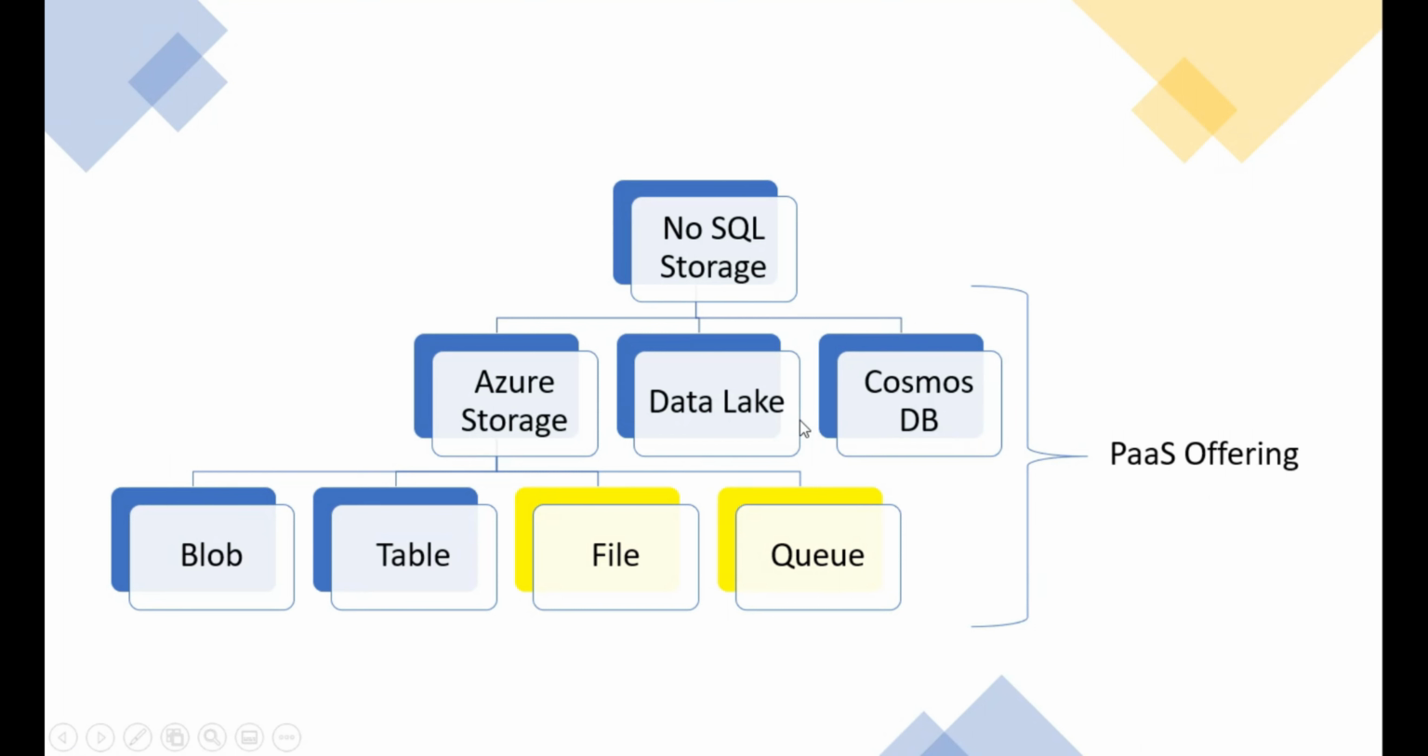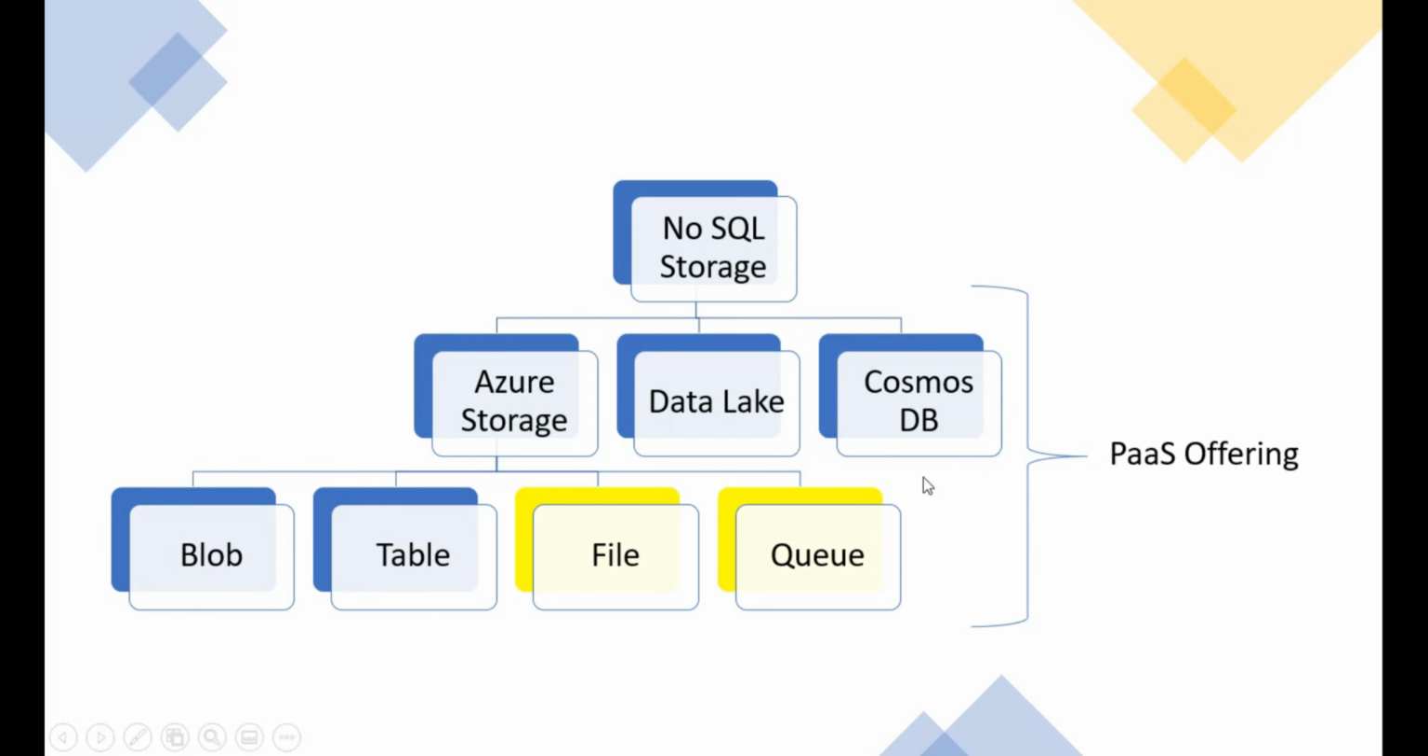That is ADLS Gen 2. When we talk about ADLS Gen 2, it already has blob storage, and on top of that, it has a hierarchical namespace. That means it can hold the files in a hierarchical folder structure, and it is optimized for big data analysis or big data analytics kind of scenarios. So let's learn more about data lake and blob storage in detail in the coming videos.